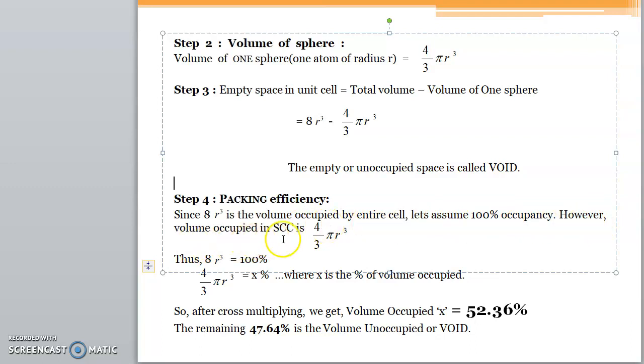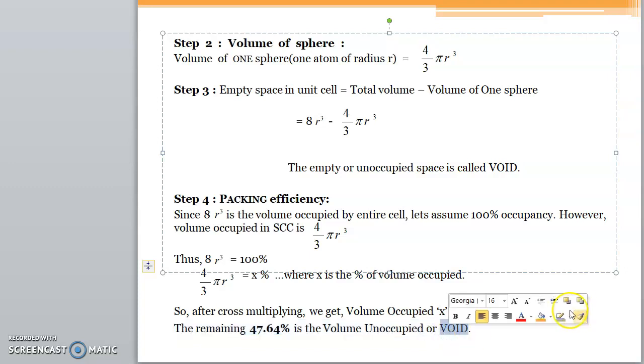However, volume occupied in SCC is 4 upon 3 pi r cube, which is the volume of one atom. Thus, 8r cube is equal to 100%, 4 upon 3 pi r cube is equal to x%, where x is the percentage of volume occupied. After cross multiplying, we get volume occupied x equal to 52.36%. The remaining 47.64% is the volume unoccupied, or void.